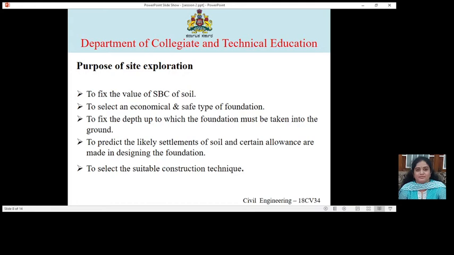Next, to fix the depth to which the foundation must be taken into the ground, to predict the likely settlements of soil so that certain allowances are made in designing the foundation. And the last is to select the suitable construction technique. So these are the different purposes of site exploration.